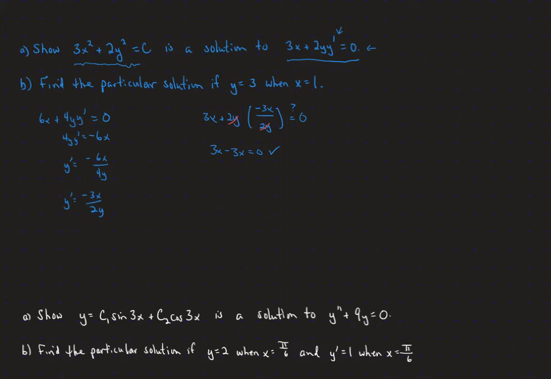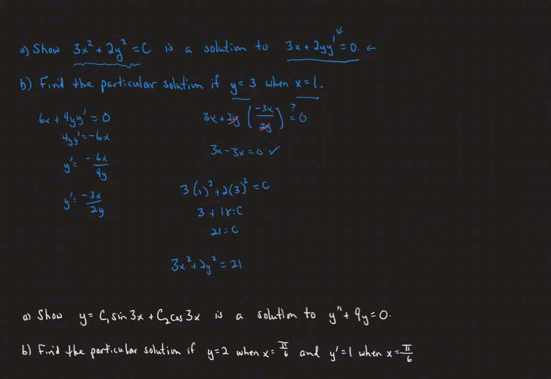Part B, we're going to find the particular solution. So now we are going to plug in 3 for y, 1 for x, and solve for the c. So that's going to be 3 times 1 squared plus 2 times 3 squared, and that's going to equal c. So that's going to be 3 plus 3 squared is 9, times 2 is 18. So it looks like c is 21, and that makes our equation 3x squared plus 2y squared is equal to 21.